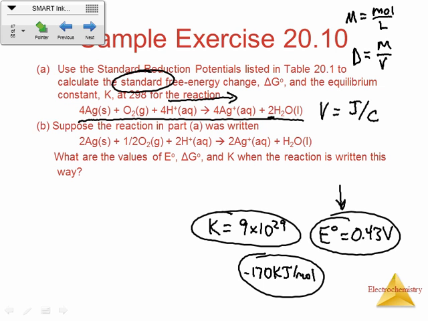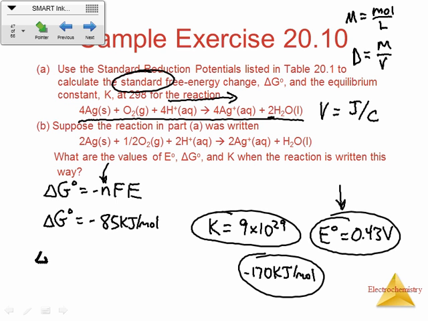Now, for delta G, if you look at the formula, negative NFE, this is going to change, right? Your number of moles being transferred is now only 2 instead of the original 4. So obviously that's going to cut your delta G in half. So the new delta G now becomes negative 85, I think, kilojoules per mole. And because delta G equals negative RT ln K, that's also going to affect our K value if the delta G changes. Okay, less spontaneous means less product favored.